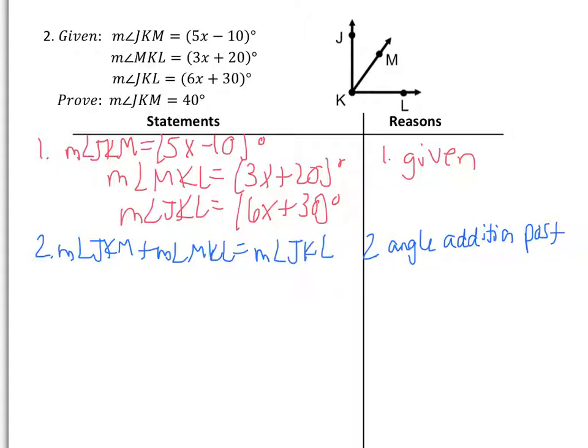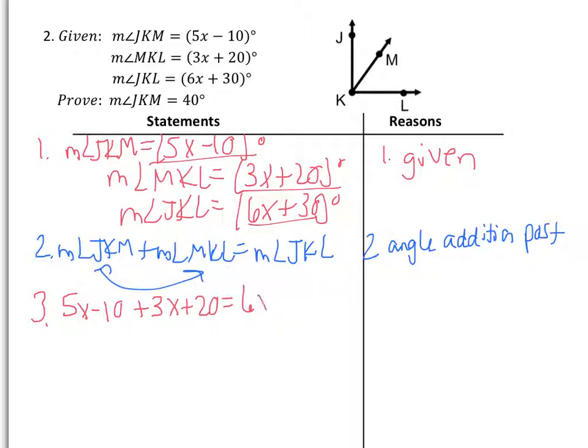Okay, if these two are switched around, that is totally fine. Third step, let's substitute in. So JKM is this, so we're going to take 5x minus 10 plus MKL, which is the second one, 3x plus 20 equals JKL, which is the last one. Seems like when people are actually messing these up, they're substituting in the wrong stuff. So make sure you're being careful when you substitute in.